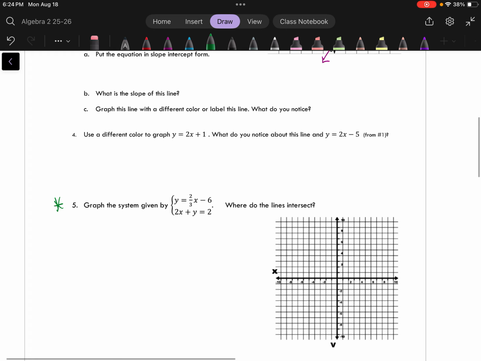Number 5, you will end up having to do this, but for this second one, don't forget you need to solve this one for y before you graph it. Okay, so there's my hint on that one.